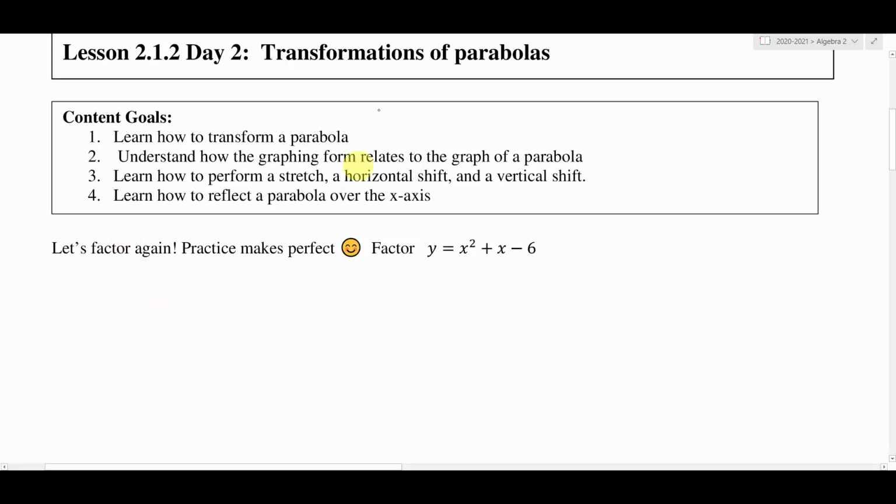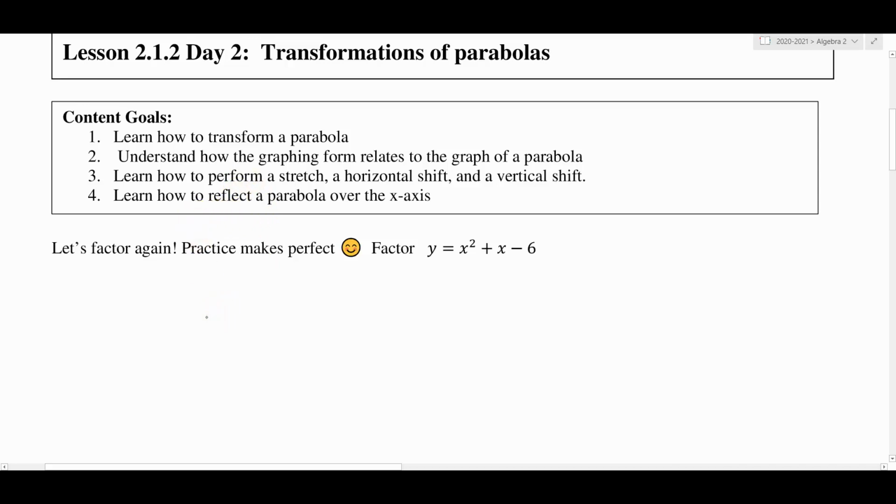We're going to continue talking about transformations of parabolas today. Our goals are the same from yesterday. We want to learn how to transform a parabola. We also want to understand how the graphing form relates to the graph of a parabola and make sure that we know how to perform stretches, horizontal shifts, vertical shifts, and reflections over the x-axis.